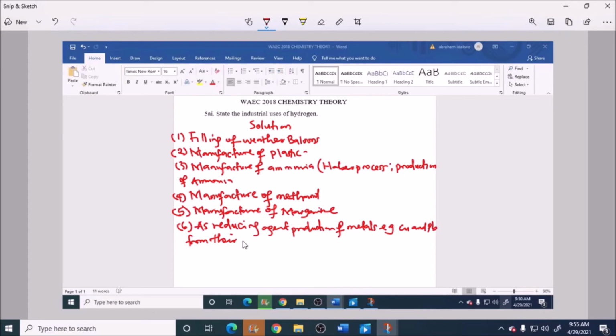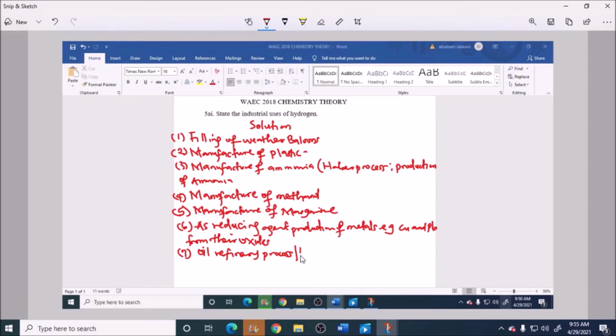So we still have the use of hydrogen in the oil refinery. Hydrogen is also used in the oil refinery process, which is what is referred to as hydrocracking. Then don't forget that this also involves hydrocarbons, where we have hydrogen combined with carbon. So these are the uses of hydrogen.